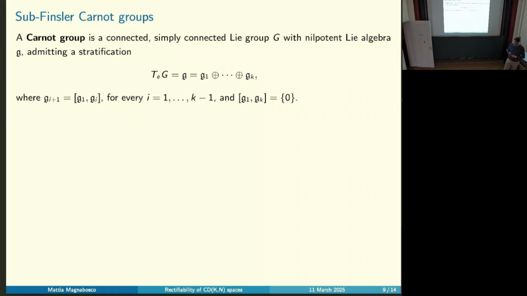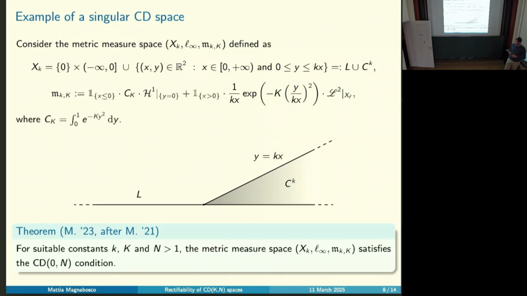Yes? Sorry, in the example you showed, that was a branching space, right? Yes. Are there examples of non-branching CD spaces with non-constant dimension? No, at the moment. Okay. Thanks.